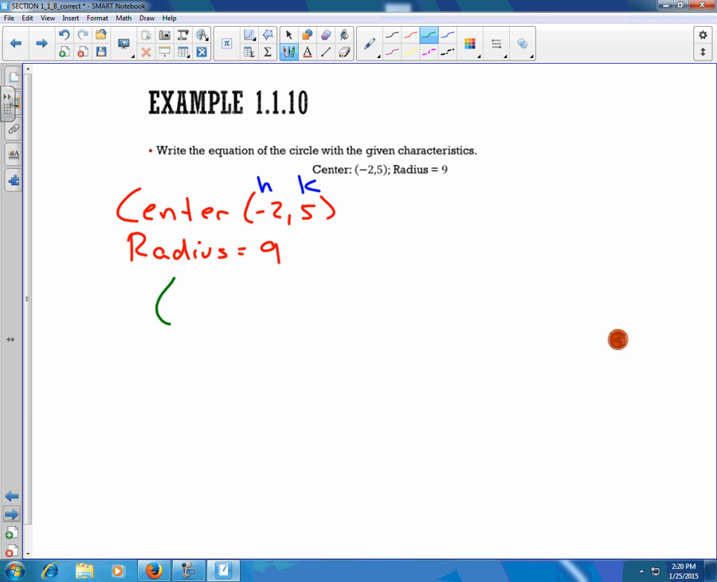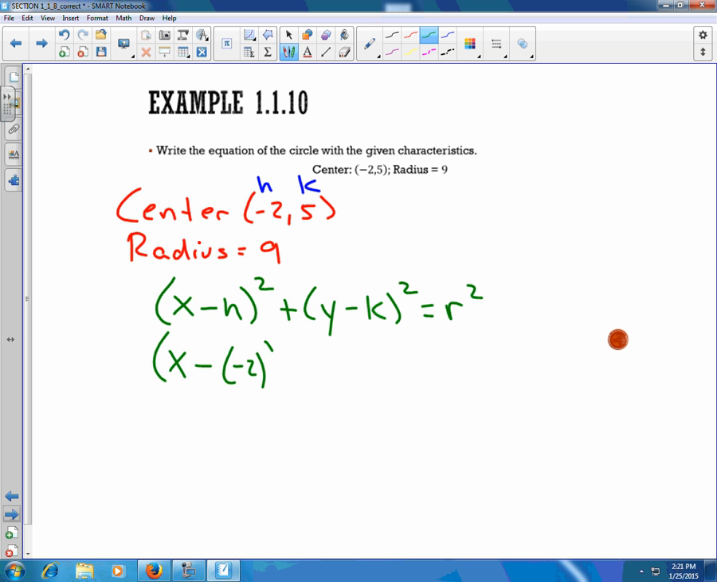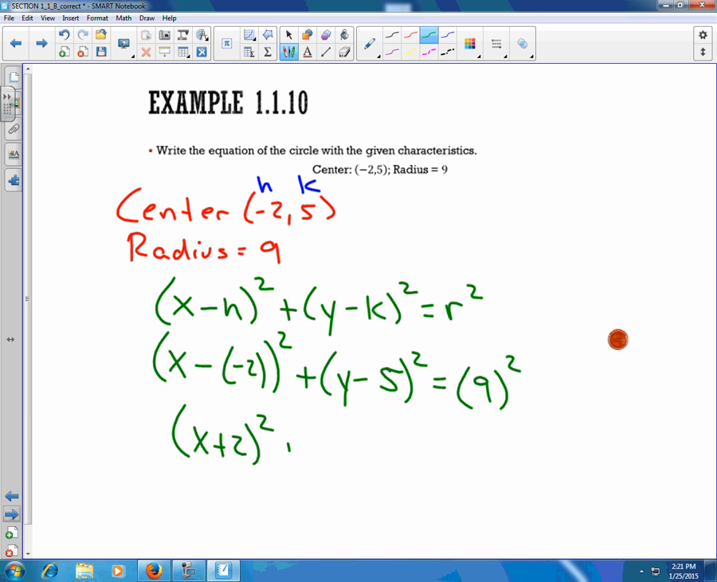So starting with our basic equation, (x minus h) squared plus (y minus k) squared is equal to r squared, we're just going to plug in the numbers that we know. (x minus h) is (x minus -2) squared plus (y minus k) is (y minus 5) squared equals 9 squared. Well, x minus -2 is the same thing as x plus 2, squared, plus (y minus 5) squared is equal to 81. That's the equation for our circle.